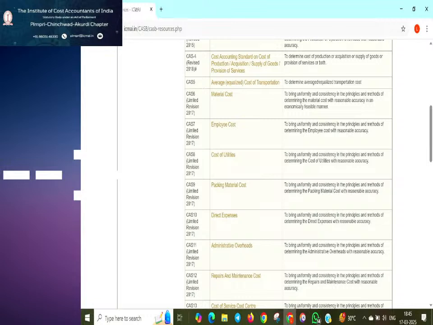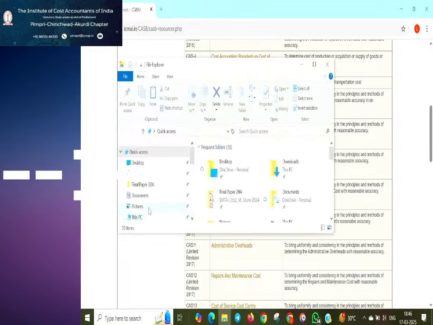And the practical sums, of course, you can do easily if you remember or if you understand the cost accounting standards. But it's also easy to understand, nothing very difficult as such. So first let us kickstart our session with a problem on cost accounting standard 7, which talks about employee cost. So let me just take the book for that. Give me a second.